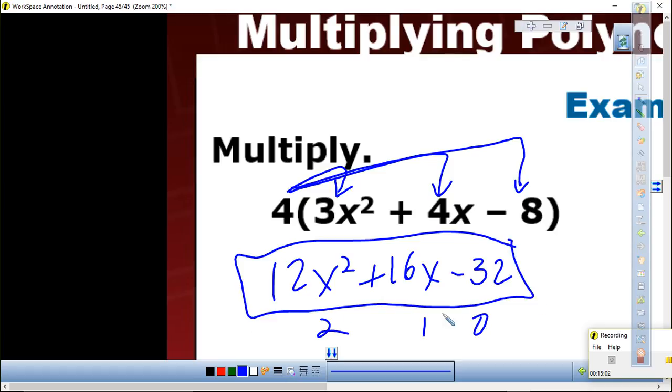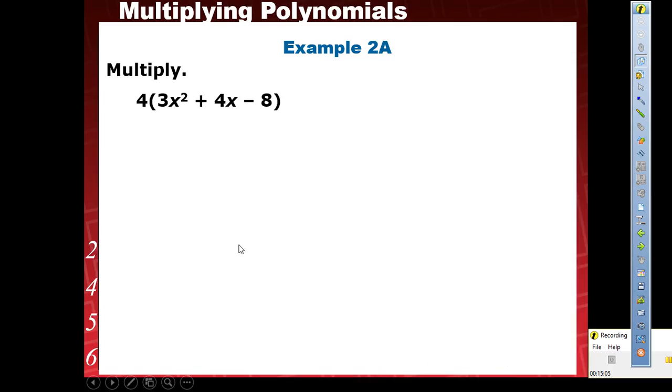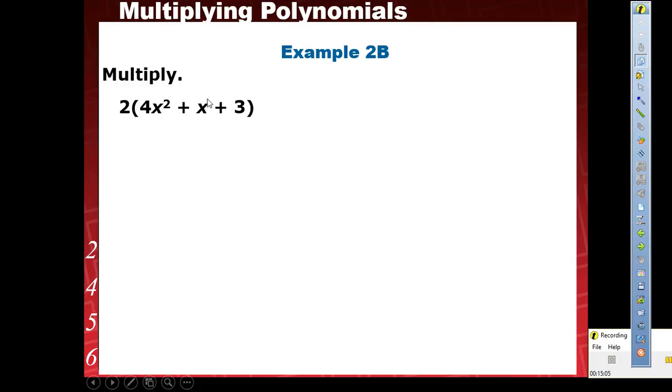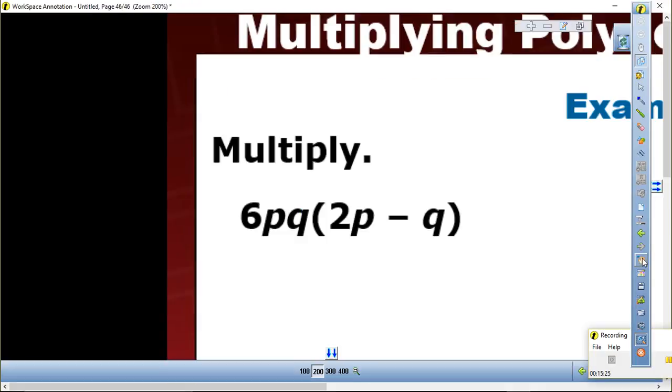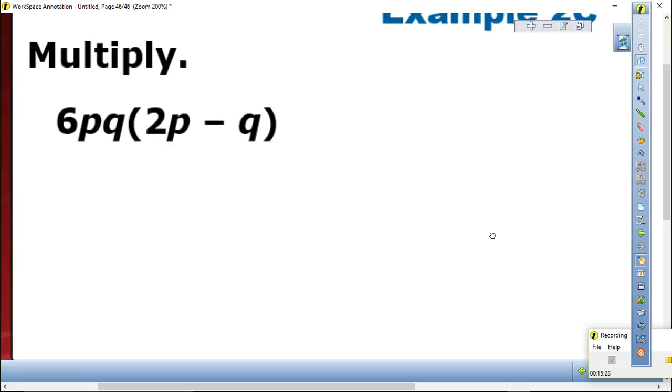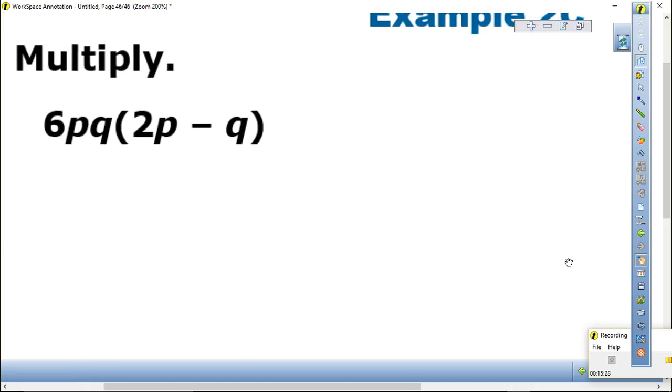Is that correct? So if I was to give you this one, same thing: 2 times 4, 2 times 1, 2 times 3. Everybody got that? But where I want to get to is these. Copy this one, please. Example 2C: 6PQ, parentheses, times 2P minus Q. We're going to do this one using both methods, distributive property and area model. I want to see if you see what I see. Do you guys see what I did? No? All right.